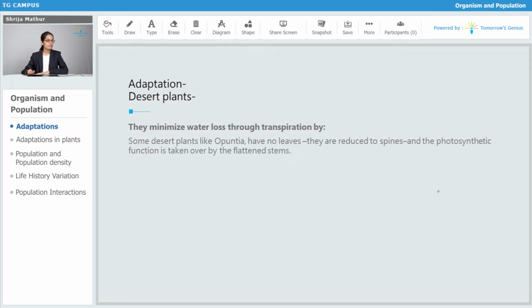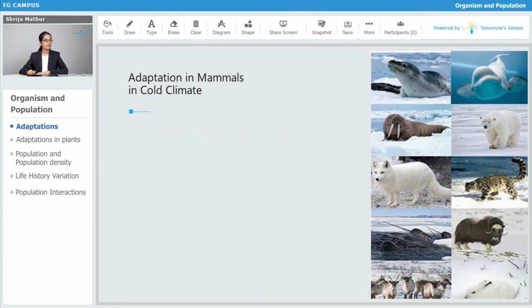Moreover, some desert plants like Opuntia have no leaves. Their leaves are reduced to spines. And why have spines been formed? To avoid water loss. And the photosynthetic function is taken over by the flattened stem. Since the leaves are converted into spines, where will photosynthesis take place? The stems have been transformed to do the photosynthesis.